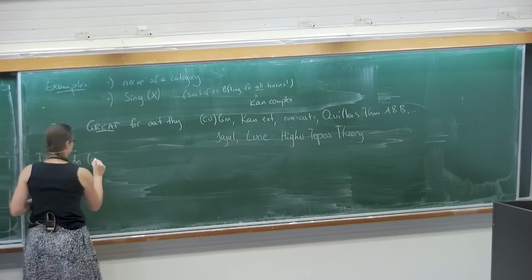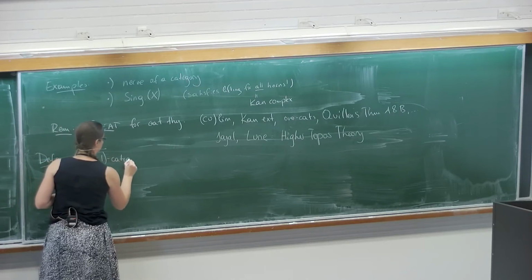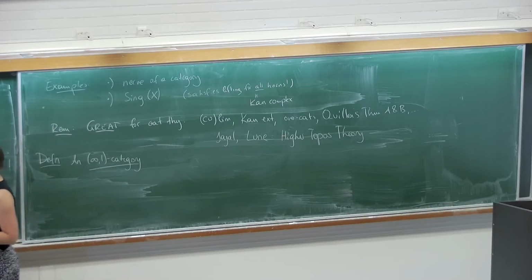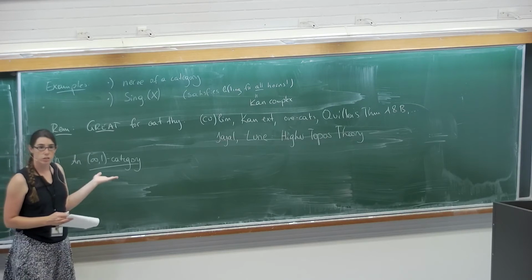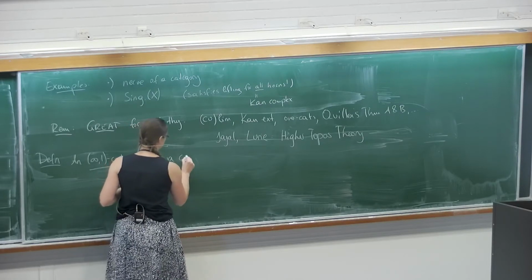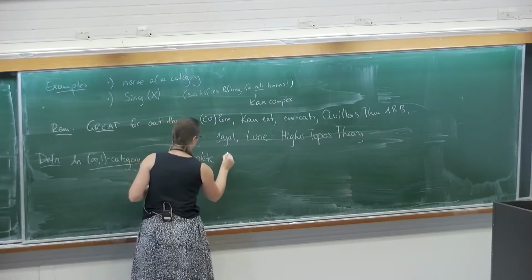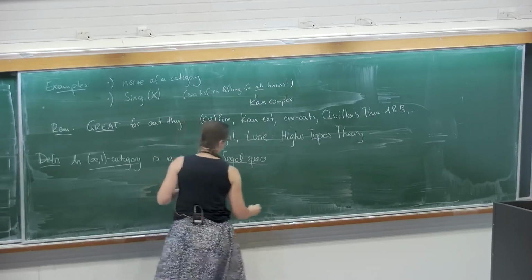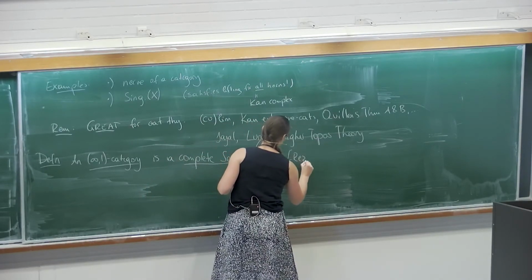An infinity one category. We will now try to generalize the condition that we just had before for lifting the inner two-horn. So I wrote that out explicitly before as a map from X2 to X1 times X1 over X0. And we will generalize this condition now in a slightly different way. So an infinity one category is a complete Segal space. And this notion is due to Charles Rezk.